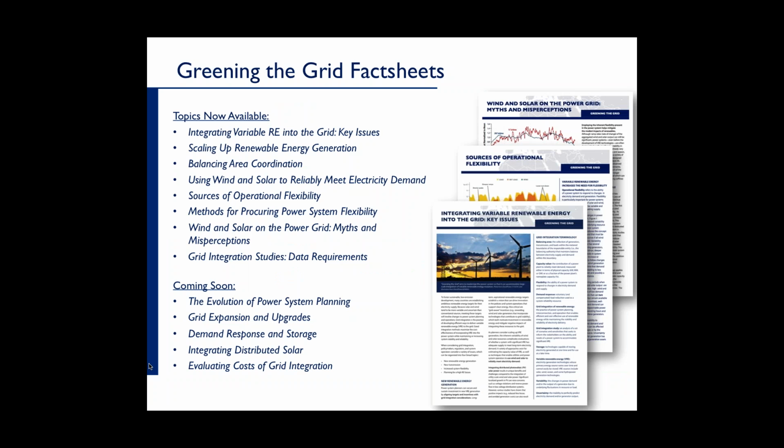One example of a resource that you'll find on the Greening the Grid website are short fact sheets on grid integration topics. NREL develops these fact sheets with a developing country audience in mind. Most are only 2 pages, so they're really intended to provide a high-level introduction to key grid integration issues, and those range from everything from target setting to balancing area coordination to data requirements for grid integration studies, and many of the other topics that Michael covered in his presentation. Several of these fact sheets are now available on the website, and more are coming in the coming months. The titles are all listed on the slides, and once complete, this collection will consist of about a dozen of these documents.